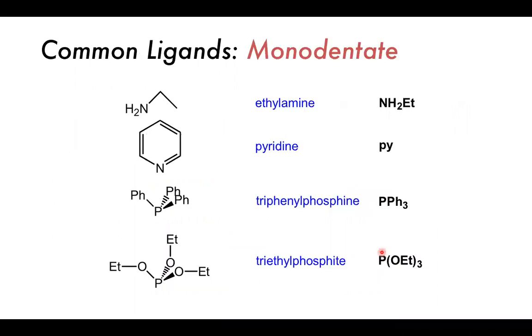So common monodentate ligands then, a lot of nitrogens, a lot of phosphorus, they're all in the same group, group 5. So ethylamine, a common ligand, pyridine, again another common ligand, triphenylphosphine, a very common ligand, and triethyl phosphite, also a pretty common ligand.